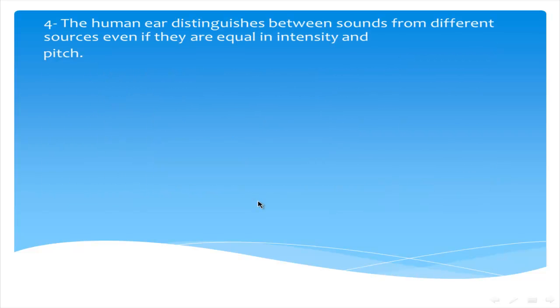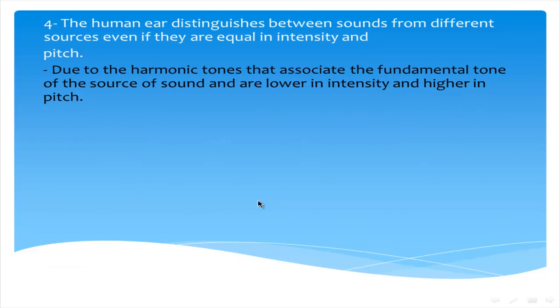Number 4. The human ear distinguishes between sounds from different sources even if they are equal in intensity and pitch. How? Due to the harmonic tones that associate the fundamental tone of the source of sound and are lower in intensity and higher in pitch.